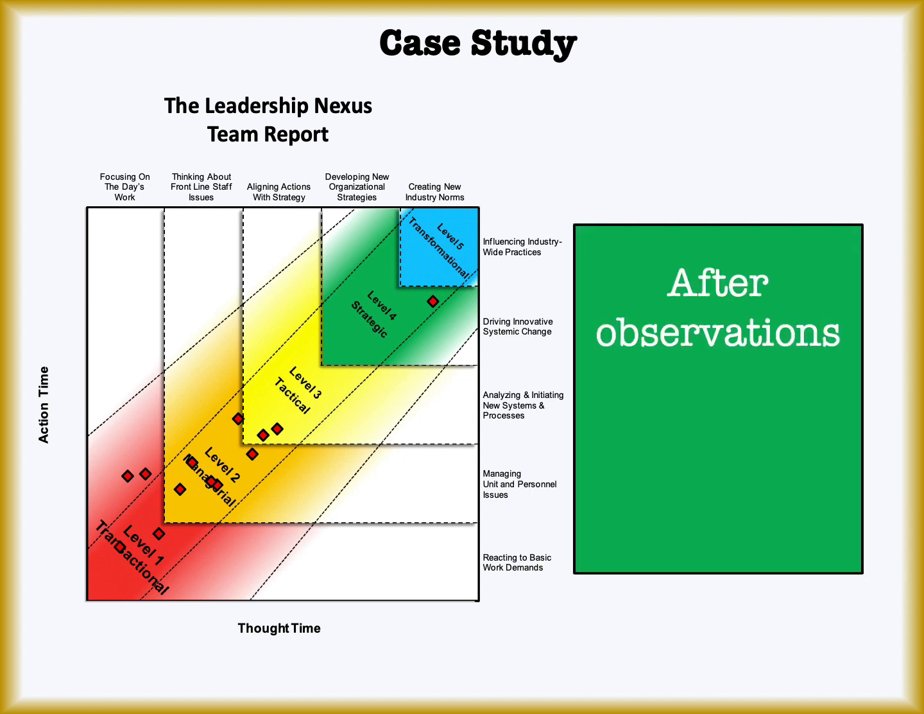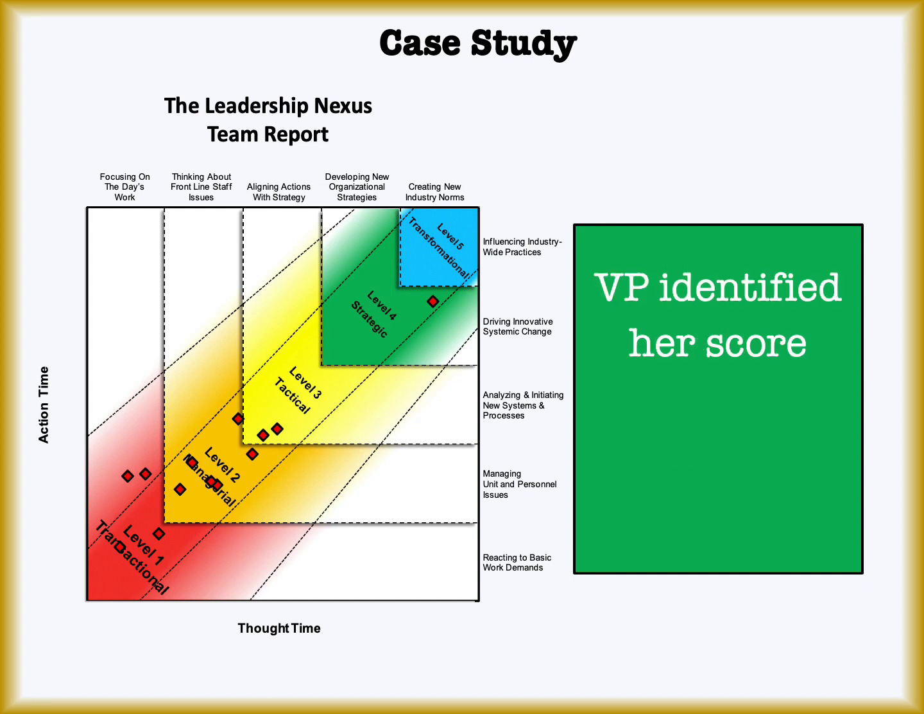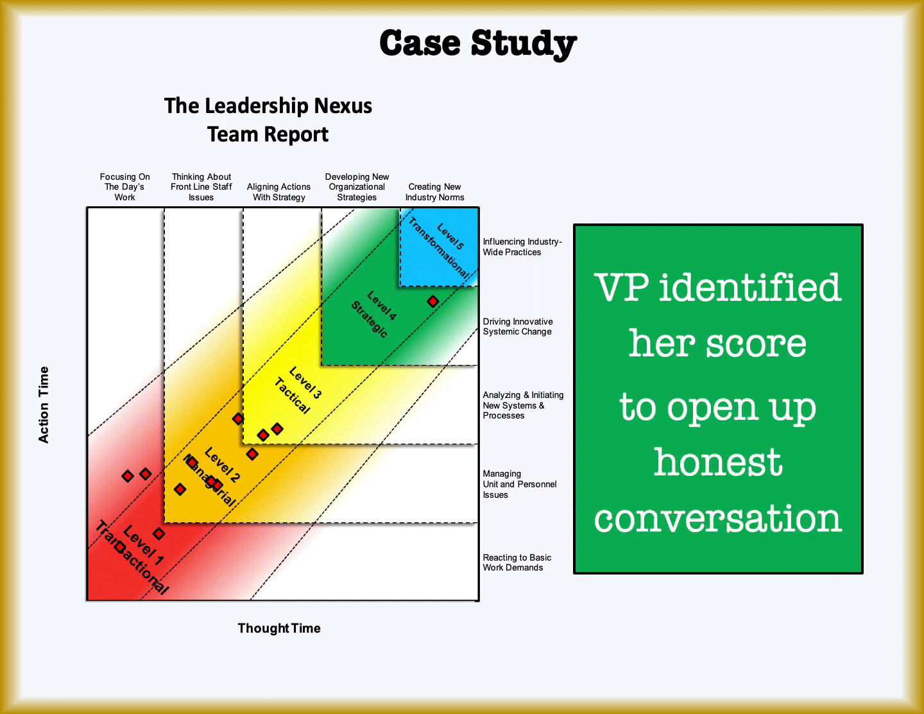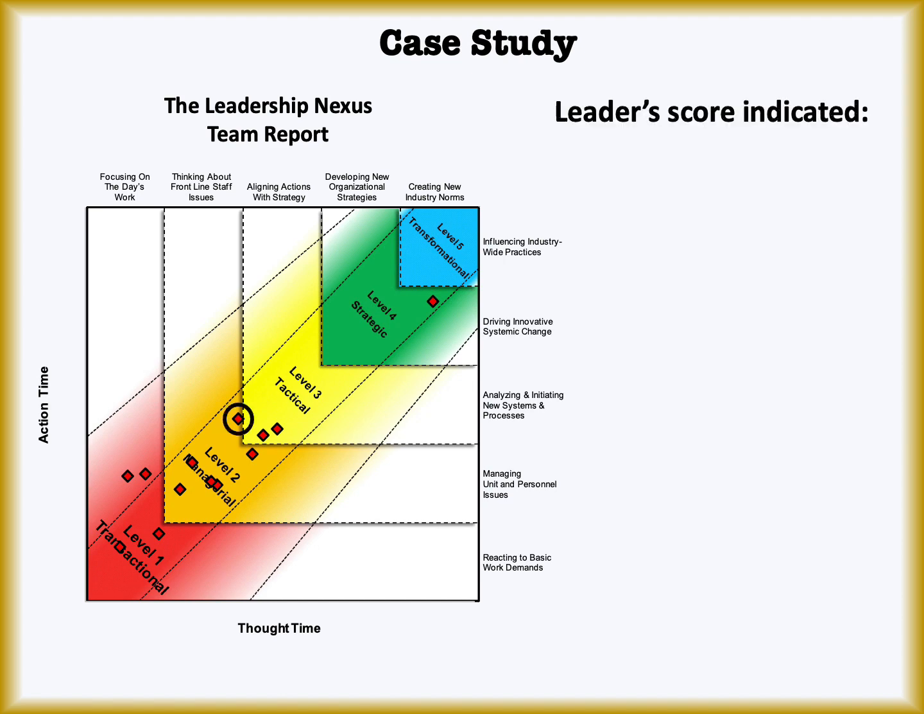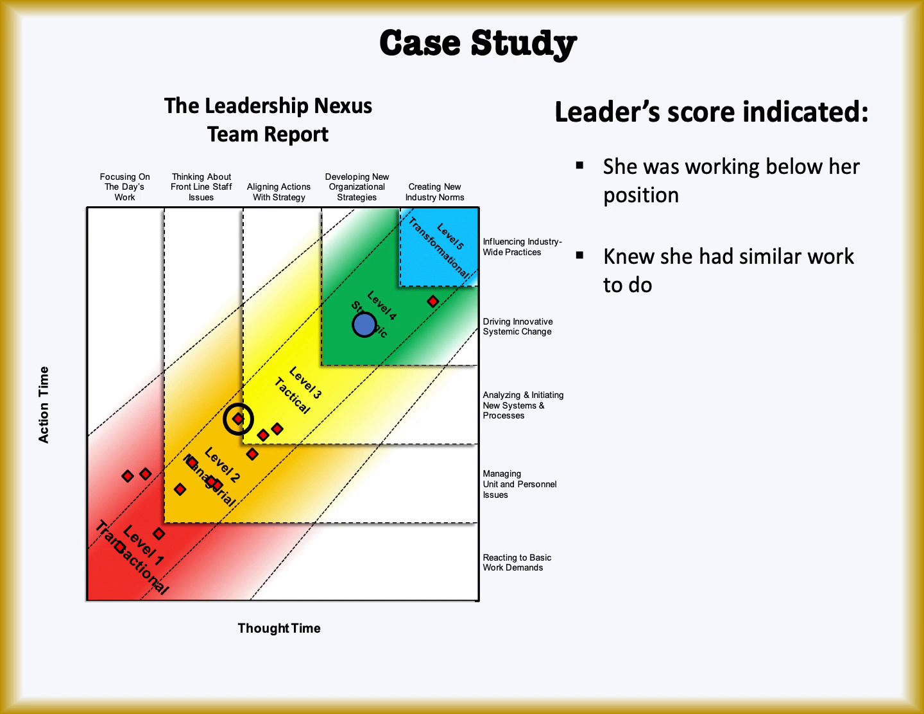After surfacing these observations, and before getting into solutions, the vice president stated to the group that she wanted to identify her score because she felt it would open up more honest conversation about how to move forward. Her score, circled below, identified to the team that she was actually working below her position and that she recognized that she had work to do in these same areas.